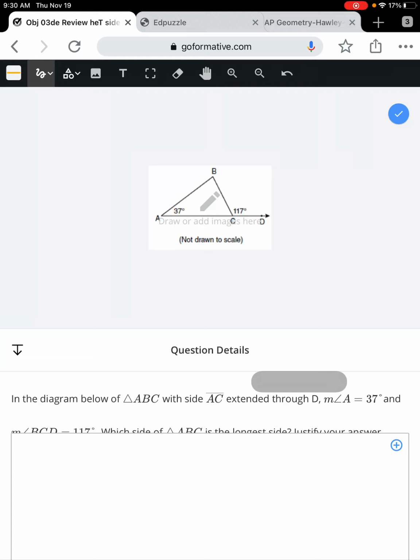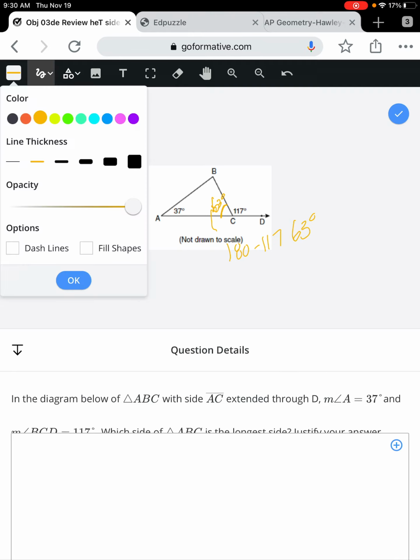Okay. Just a little bit with the angles. We're asked to find what the biggest side is, so we need to find the other angles right here. One of the easiest ways to go with this is to actually find this angle first, which is 180 minus 117, which is 63 degrees. So this guy right here is 63 degrees.